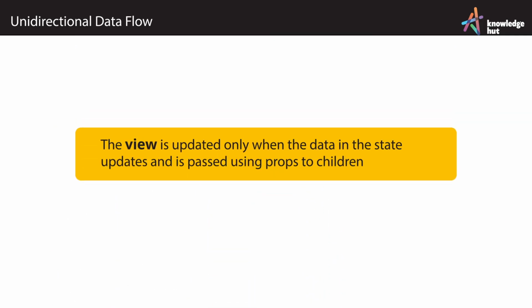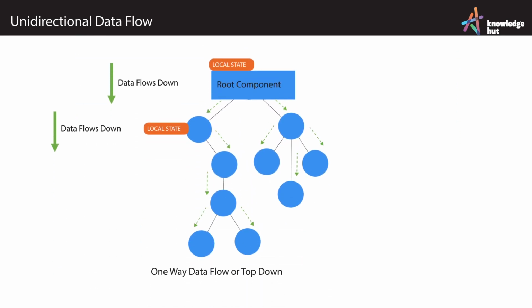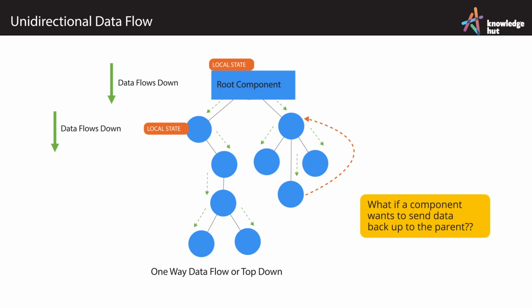So, to sum up, the only way to update the view is to update the state, and this data is passed using props to child components. And since we can predict the way data flows down one way through props, we can easily predict UI behavior.